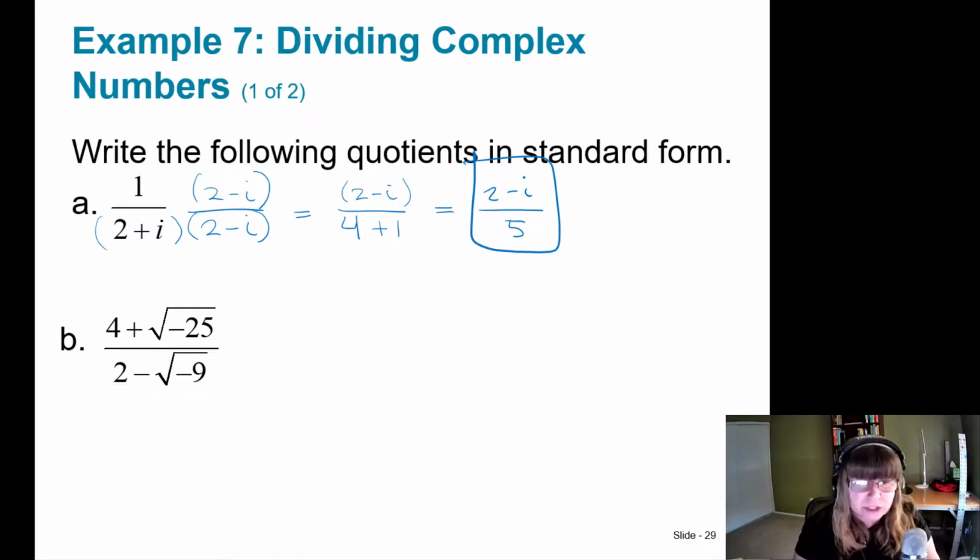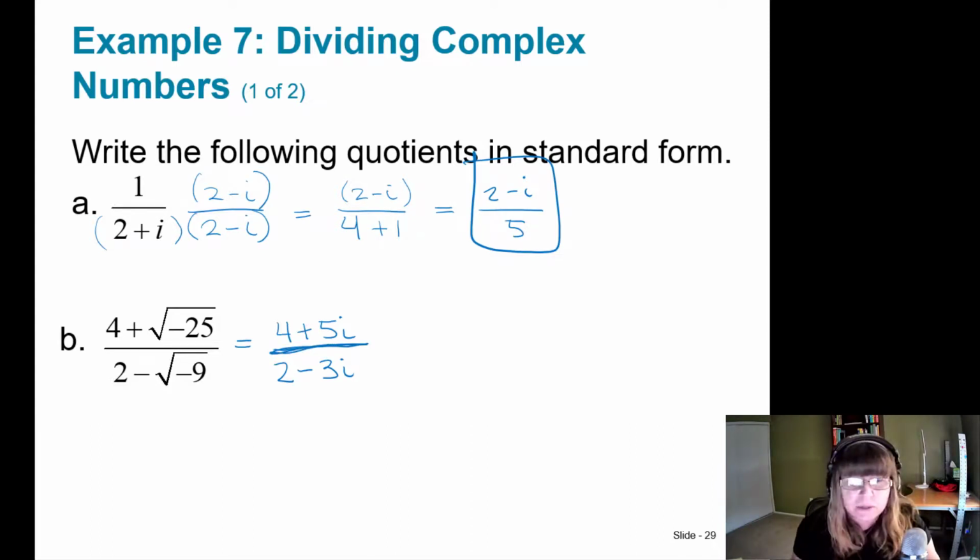Let's try another division problem. 4 plus the square root of negative 25 all over 2 minus the square root of negative 9. Now I'm not going to work with the square root of a negative number. I'm going to change those over to imaginary numbers: 4 plus 5i and 2 minus 3i. Okay, well now I can do this division right here.